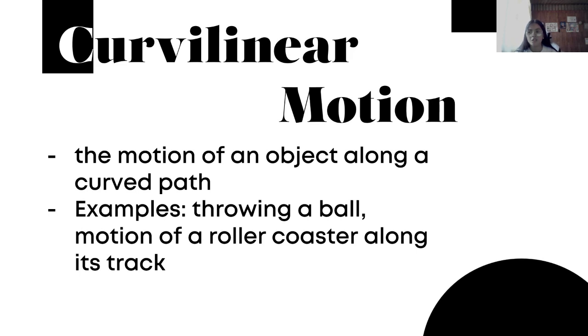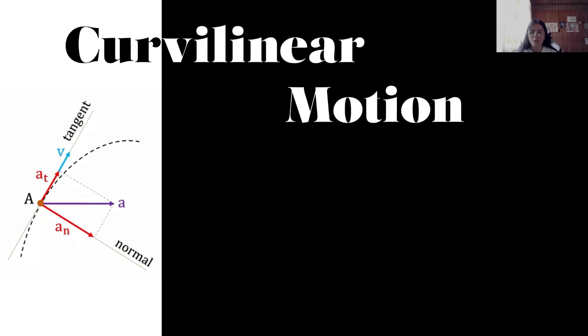Examples of this may be throwing a ball, or the motion of a roller coaster along its track. Pwede rin namang the motion of a Ferris wheel, di ba? Circular yun. And then we have here the diagram for curvilinear motion. The dash line is what we call the curvilinear path. And consider point A along the curved path.